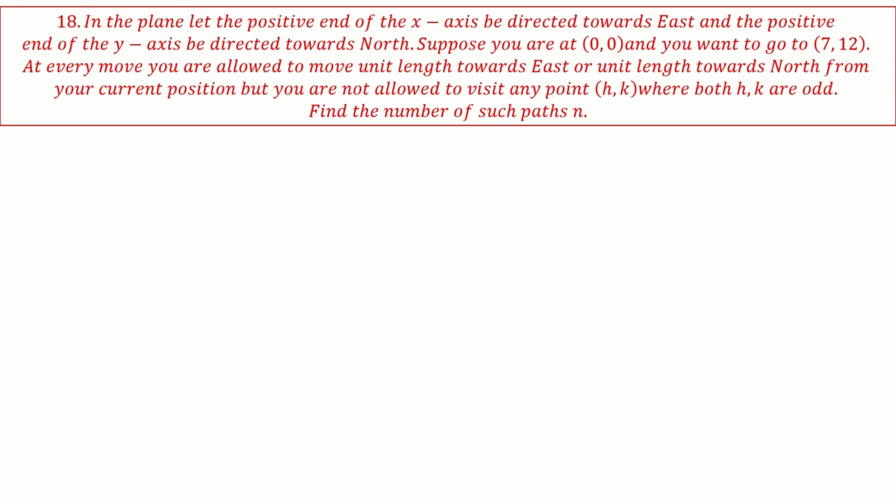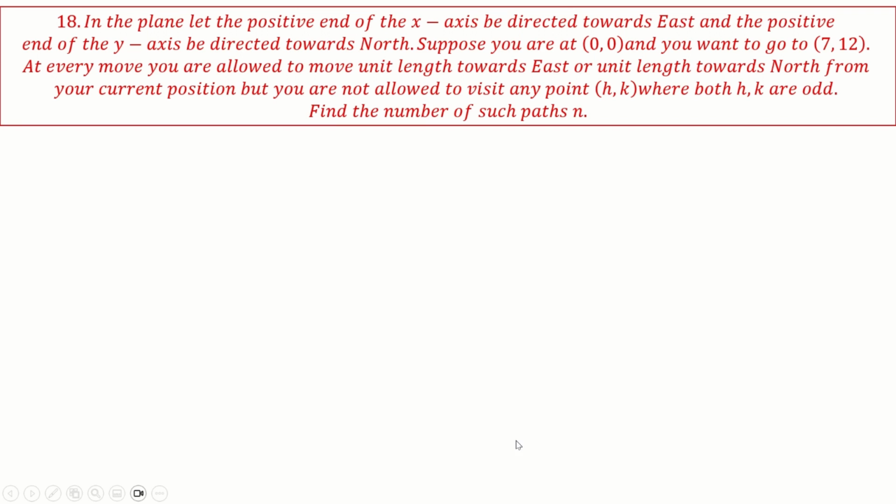In the plane, let the positive end of the x-axis be directed towards east and the positive end of the y-axis directed towards north, as x and y axes are normally represented. Suppose you are at 0, 0 and you want to go to 7, 12. At every move, you are allowed to move unit length towards east or north, meaning either you can go to the right or you can go up. But you are not allowed to visit any point h, k where h and k both are odd. Find the number of such paths n.